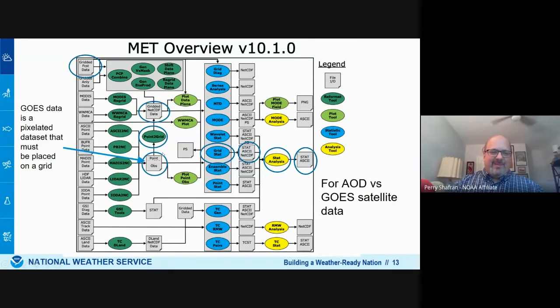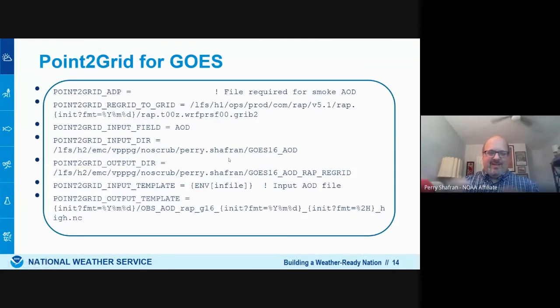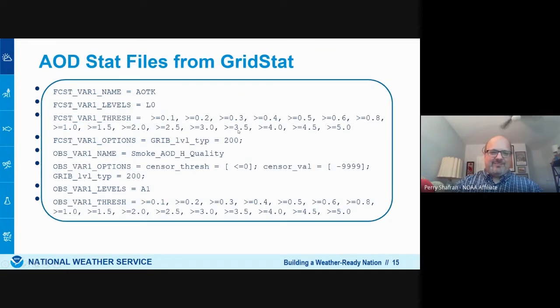For GOES, you have point obs, which go through a program called point to grid, which I believe was developed specifically for satellite observations. Then you get your data, and the grid stat is still the same. Here's what point to grid looks like. It's very similar. You want to make sure that you have your grid. This is an example for the RAP, and then you get your output AOD file to verify specifically for RAP. And if you want to do it for HRRR, give it a HRRR file name. That's how you do it.